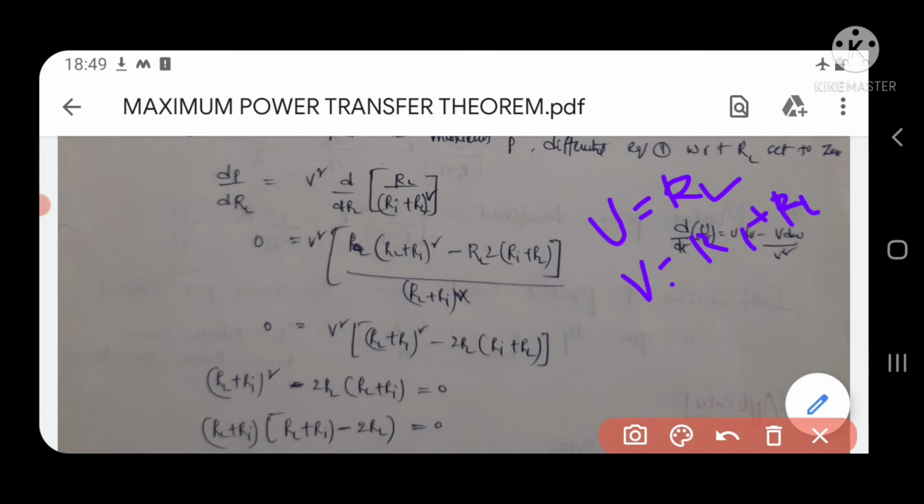By considering this, du is equal to 1. If you take this as v, then dv is equal to 2 into (Ri plus RL). From that, with the help of the d by dx of u by v formula, I will get this.